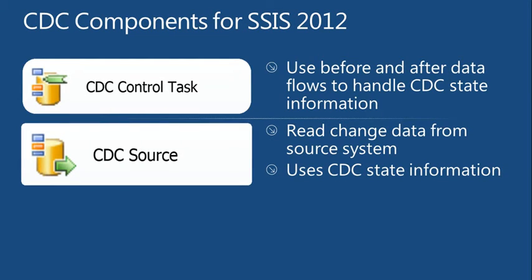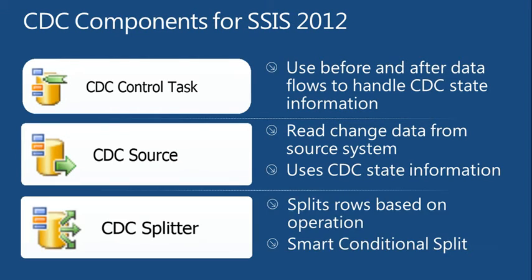There's a CDC source component. This is just going to go straight to the SQL Server and pull out all of the change data. It's going to make use of that state information that gets retrieved by the control task so it knows where to actually start. And it's aware of all the different processing modes that CDC supports, all changes versus net changes, all the different options about update masks and things like that. That's all built in, just with a simple dropdown.